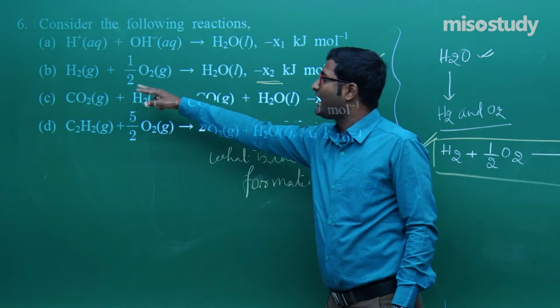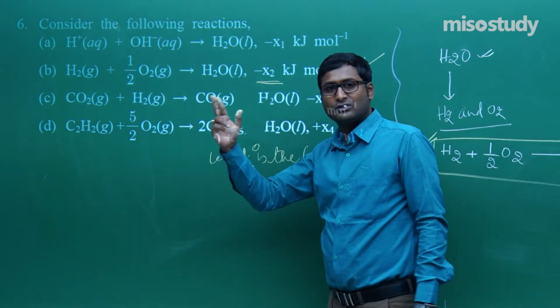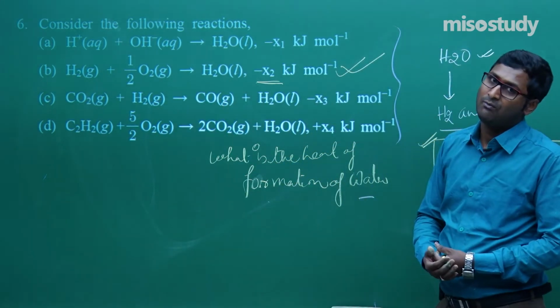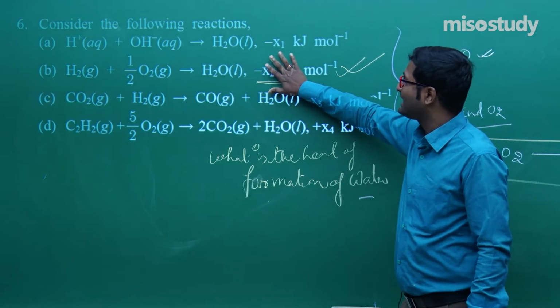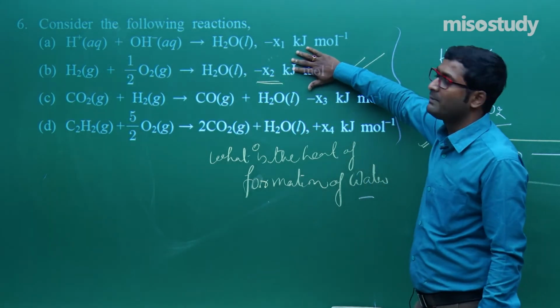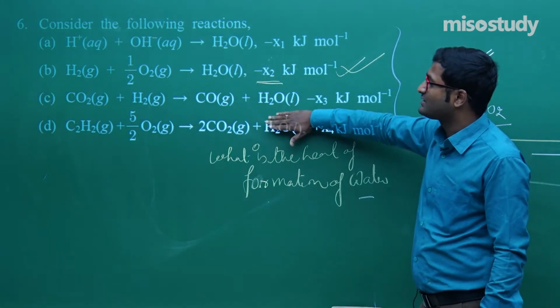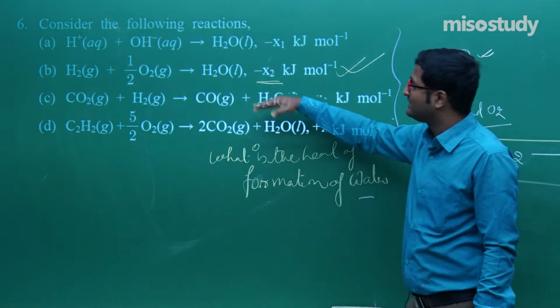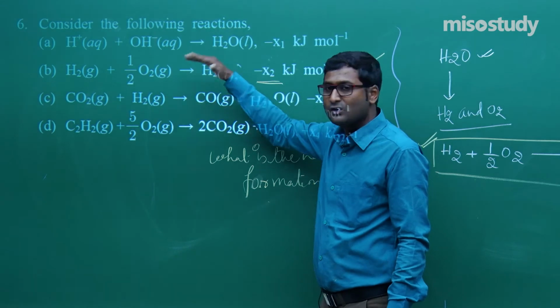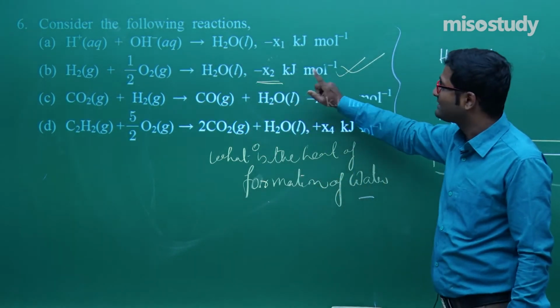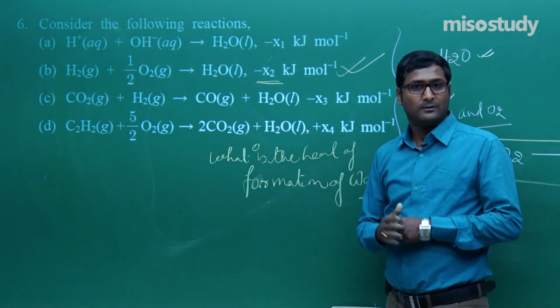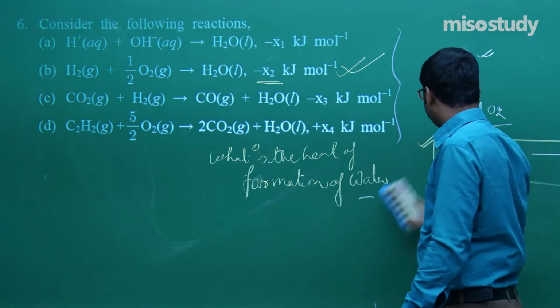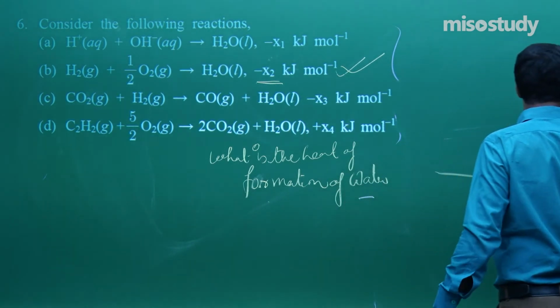Water comes from hydrogen and oxygen. When hydrogen and oxygen combine, they form water. So the delta H here is the complete representation of heat of formation. This is not, this is not. Here are all the byproducts, but this is the actual formation. So heat of formation is minus X2 kilojoule per mole. Clear, friend? Now I'm going to rub this part and we'll discuss the next one.